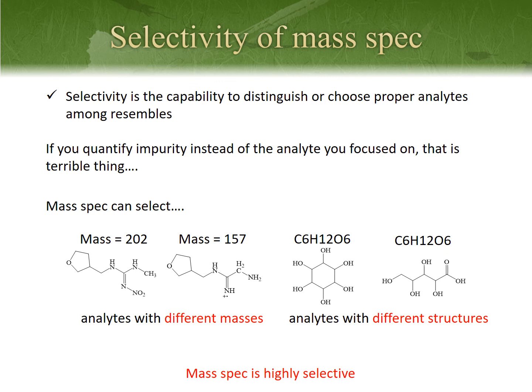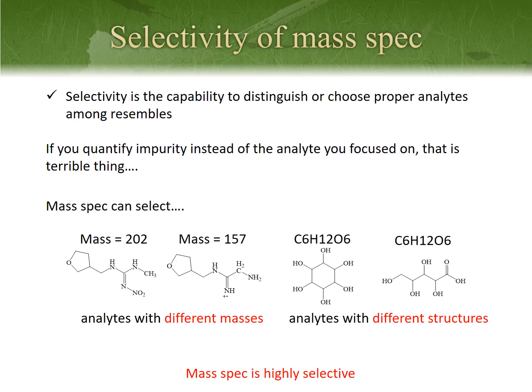Selectivity can be defined as the capability to distinguish or choose proper analyte among resembles. If you quantify impurity in your experiments instead of the analyte you focused on, that is terrible thing. Mass spec can select proper analytes with different masses. For instance, mass of the chemical on the left side is 202, and that on the right is 157. Mass spec is inherently selective for different masses. Even though analyte and impurity are the same mass, mass spec can select the analyte when their chemical structures differ from each other. So, selectivity of mass spec is pretty good to distinguish the focused analyte from the other's impurities.